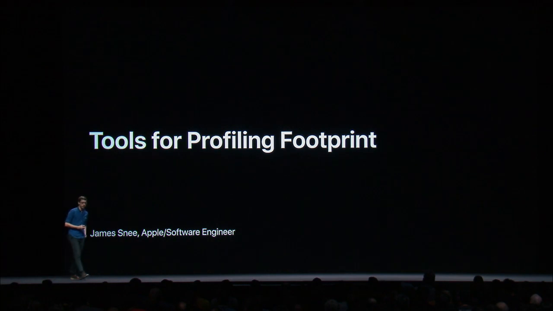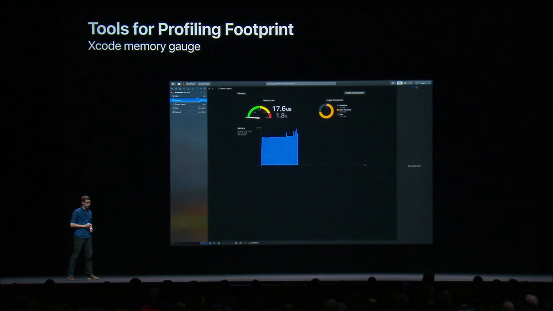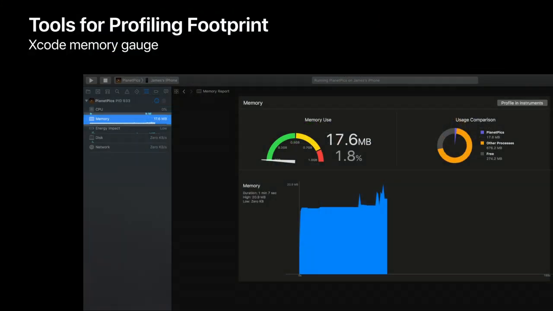Hi, I'm James. I'm a software engineer here at Apple, and I'd like to introduce some of the more advanced tools we have for profiling and investigating your application's footprint. You're all probably already familiar with the Xcode memory gauge. It shows up right here in the debug navigator, and it's a great way for quickly seeing the memory footprint of your app. In Xcode 10, it now shows you the value that the system grades you against. So don't be too concerned if this looks different from Xcode 9.